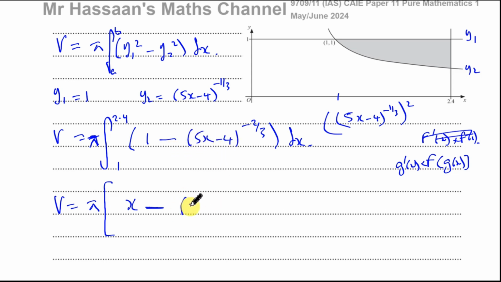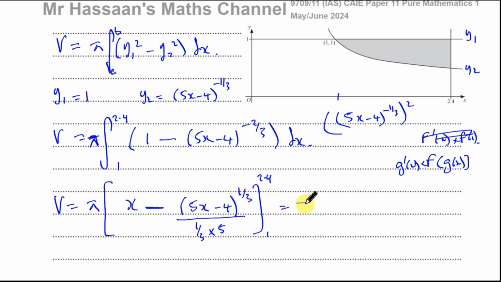And we simply do that by, first of all, adding 1 to the power. So minus 2/3 plus 1 is 1/3. Then dividing by the new power, which is 1/3. And then multiplying, and this is where most people forget, by the differential of what's inside the function. So we're going to multiply the denominator by 5. And we have our limits between 1 and 2.4.